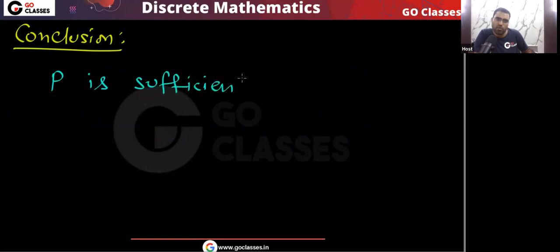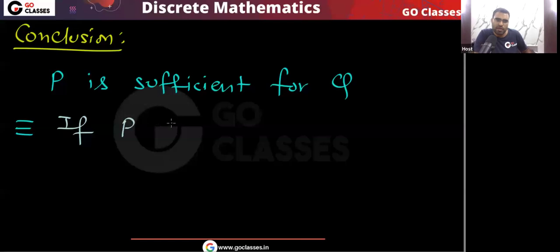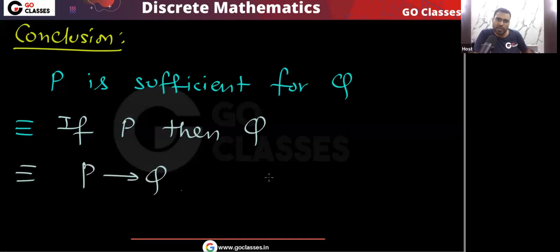Let me write. The conclusion is like this. When you see this statement, P is sufficient for Q, what is this actually telling you? This simply means that if P happens, then Q will happen, because P is sufficient. So it simply means if P happens, then Q happens. And that is the same as P implies Q.